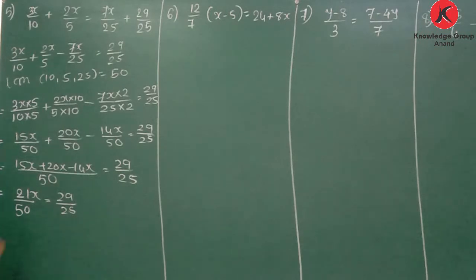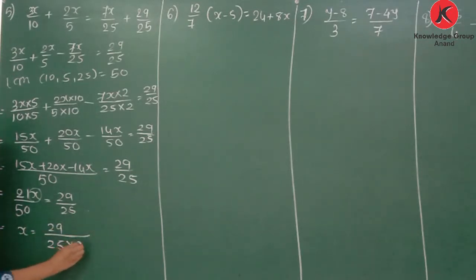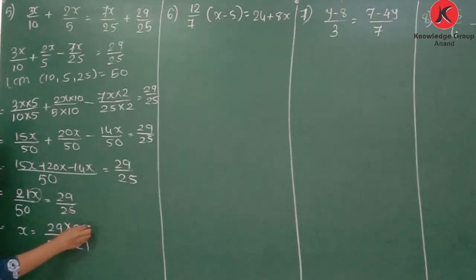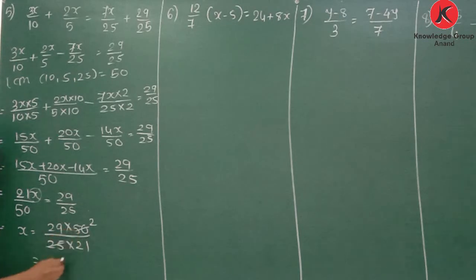Now what we need to find here? The variable value. So here 50 is in the denominator, it becomes multiplication, and 21, that is in the numerator, becomes division. 21 is in multiplication, so it is divided on the right side, and 50, that is in division on the left side, becomes multiplication on the right side. So we will get 58 by 21. That is the value of x.